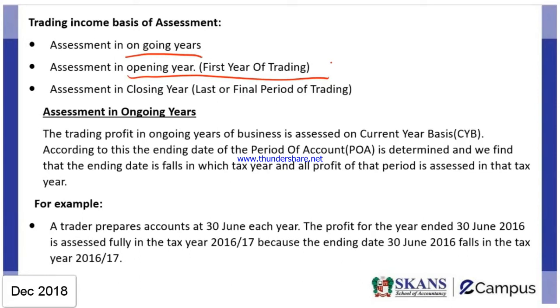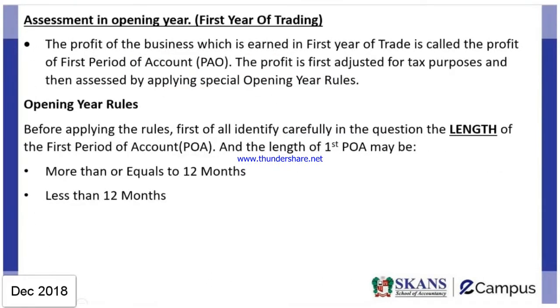The next area is assessment in the opening year, which is called the first year of trading. The individual prepares accounts for his first period of account. So the profit of the business which is earned in the first year of trade is called the profit for the first period of account. Please remember, this term is regularly used in this topic: first period of account, second period of account. This is the period for which the sole trader made his or her accounts.